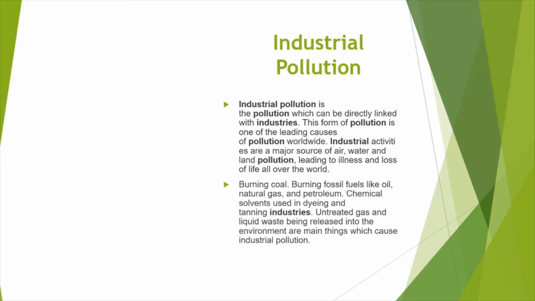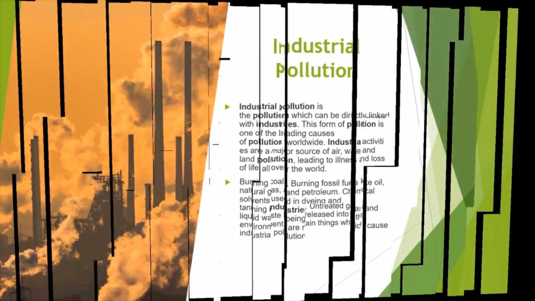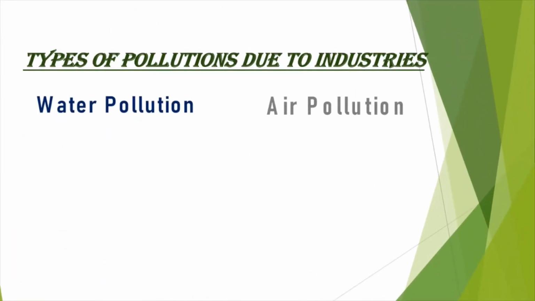over the world. Burning coal, burning fossil fuels like oil, natural gas, and petroleum, chemical solvents used in dyeing and tanning industries, untreated gas, and liquid waste being released into the environment are main things which cause industrial pollution. Types of pollution due to industries: water pollution, air pollution.